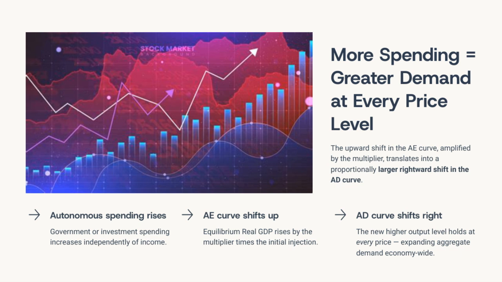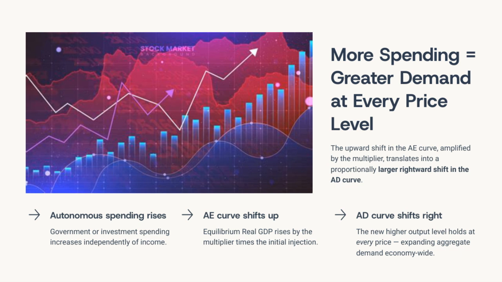Now, on the aggregate expenditure curve, or AE curve, we observe an upward shift. This shift occurs when government spending or investment increases independently of the current income levels, meaning these are autonomous changes. When autonomous spending goes up, it causes the AE curve to shift up as well. And because of the multiplier effect, this upward shift in the AE curve actually leads to a proportionally larger rightward shift in the aggregate demand curve. In other words, more autonomous spending results in greater overall demand at every price level.